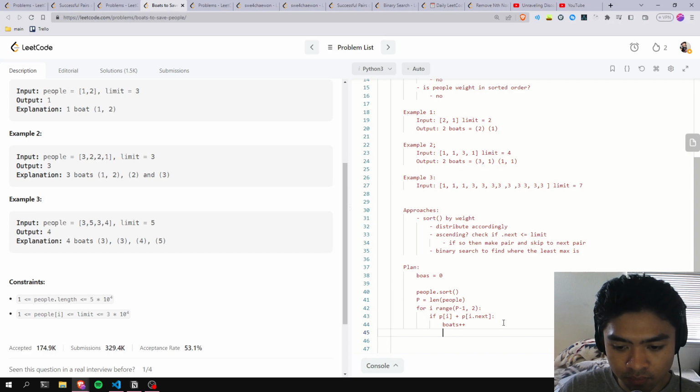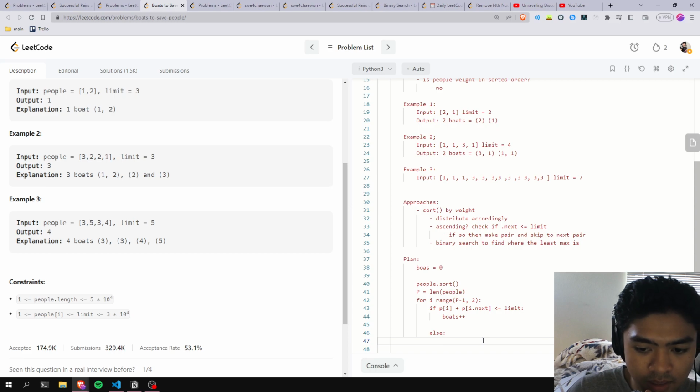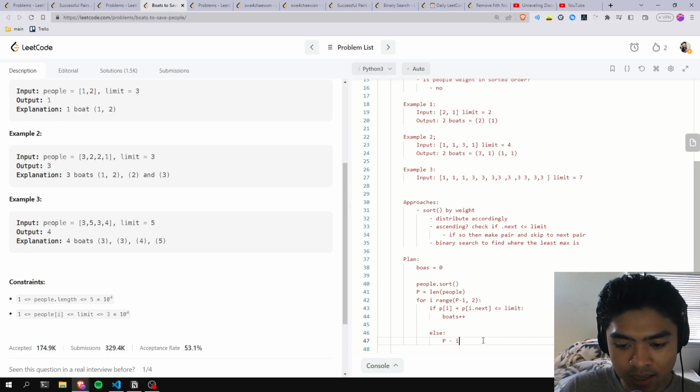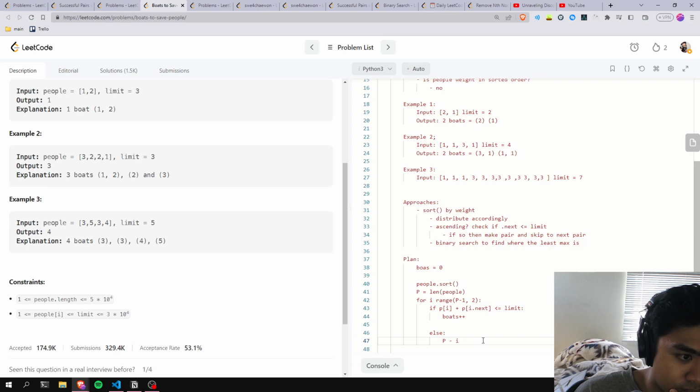But oh, if p i and p i next is less than or equal to limit, right? We do that. And then from there we can basically say else, if that's not the case, then I guess at, I guess what you call it, like p minus i. That work? P minus i. Let me think.